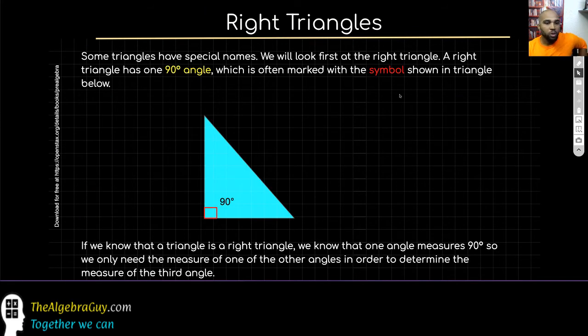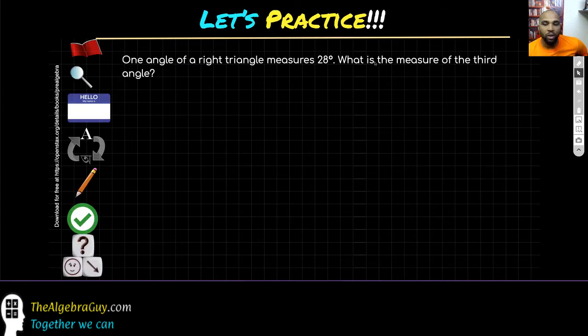All right, some triangles have a special name, as you can see, and you're probably already aware of this one, because this is probably one of the most popular triangles, the right triangle. A right triangle has a 90-degree angle, as you see with this little square, which is often marked with that symbol we see here. If we know that a triangle is a right triangle, we know that one of the angles is 90. So that helps us if we're solving a problem like this, where it says we have a right triangle and another angle that's 90.